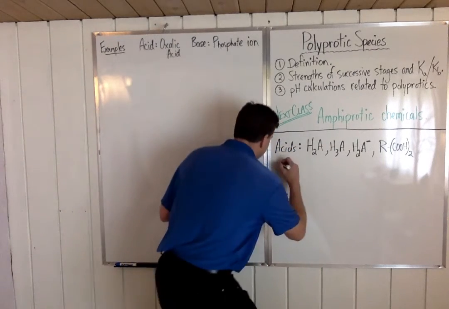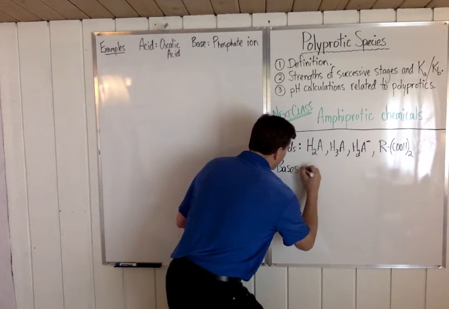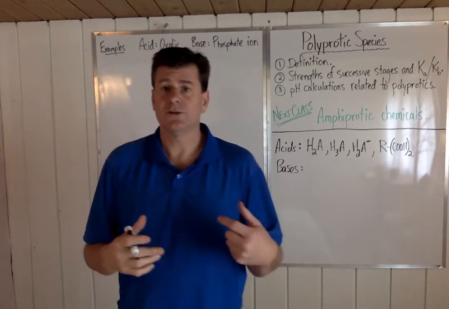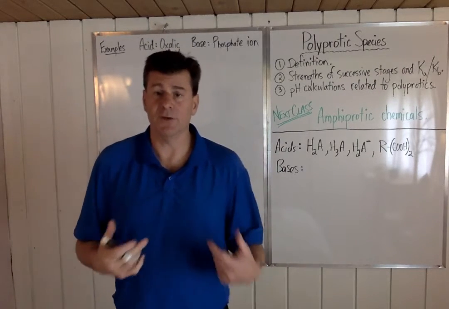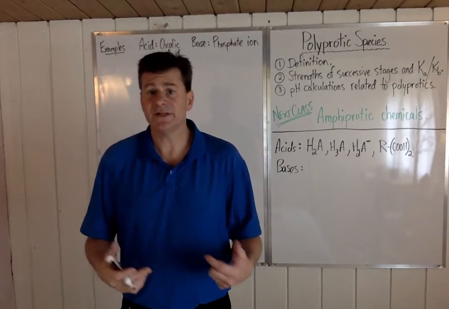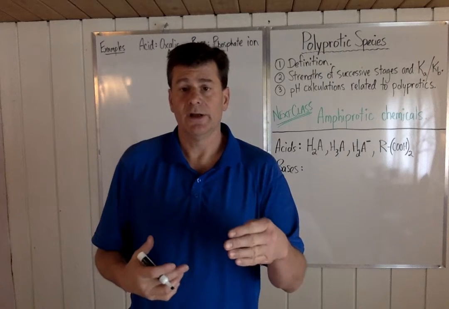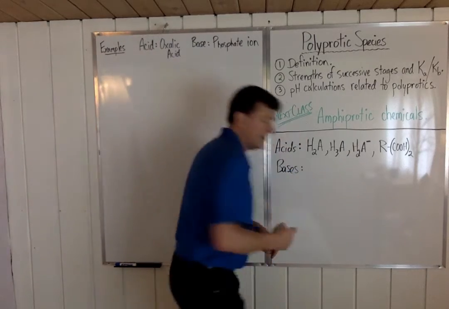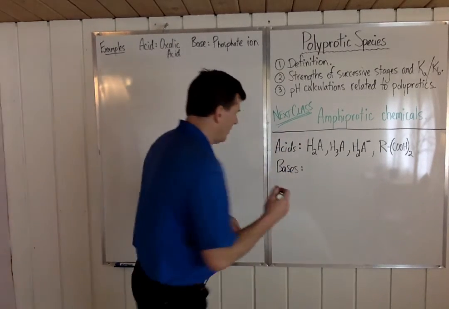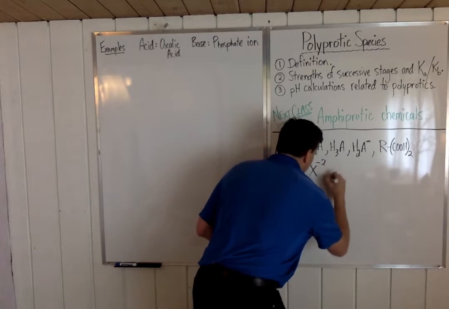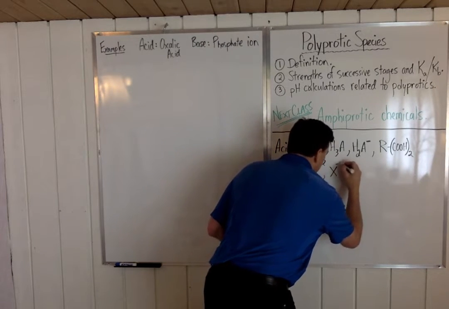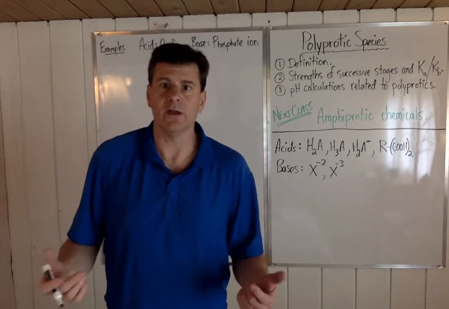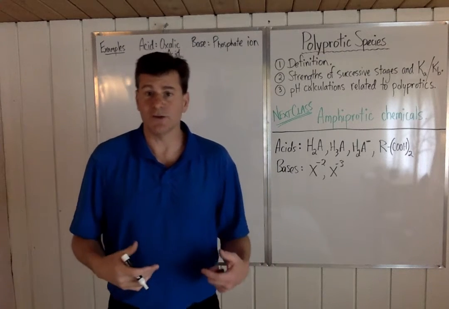When you're talking about polyprotic bases, again, what you're looking for is multiple spots to be able to put a hydrogen. And multiple spots where you're looking to put a hydrogen oftentimes means that you're looking for a chemical that has a negative charge of -2 or lower. So you're looking for something like, and I'm going to switch over to X, X to the charge of -2, X to the charge of -3. So an anion with a charge of -2 or lower.